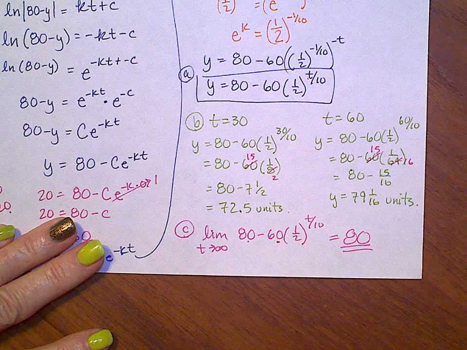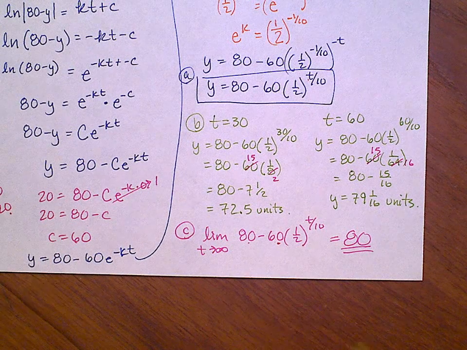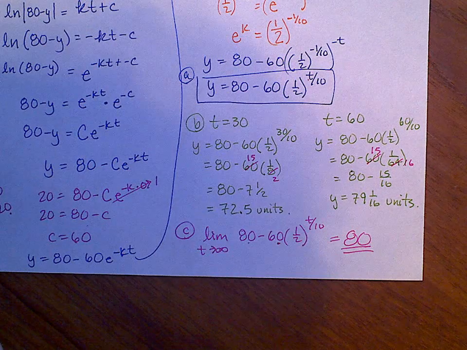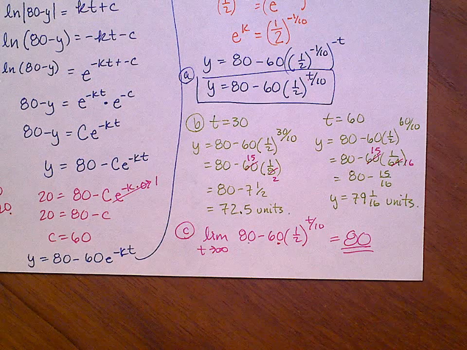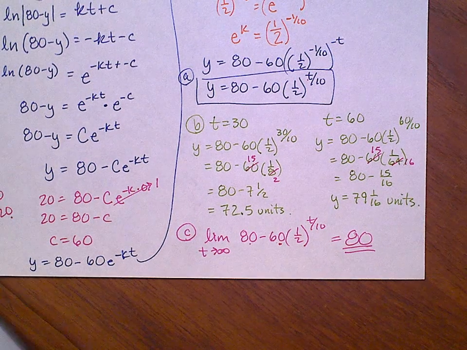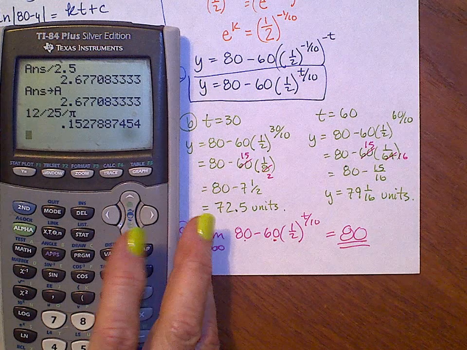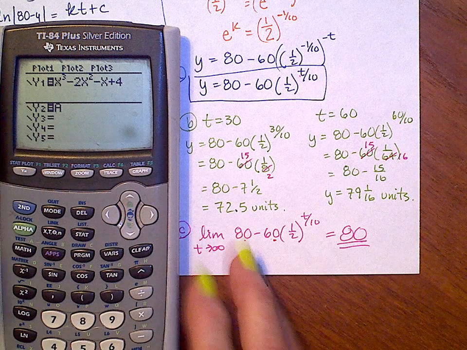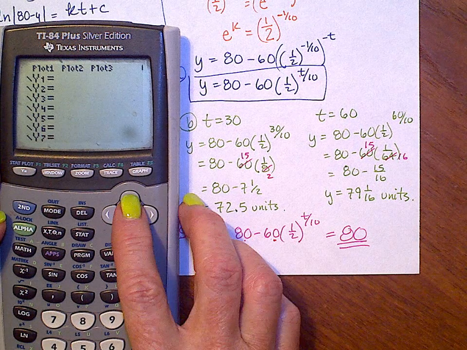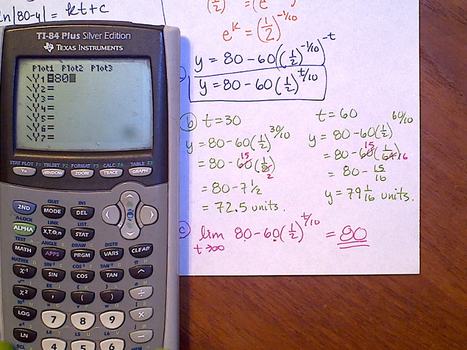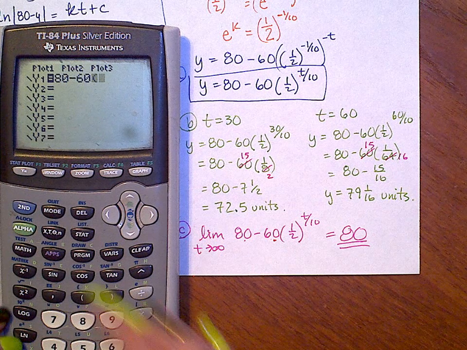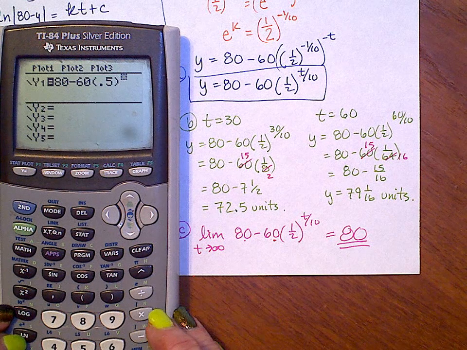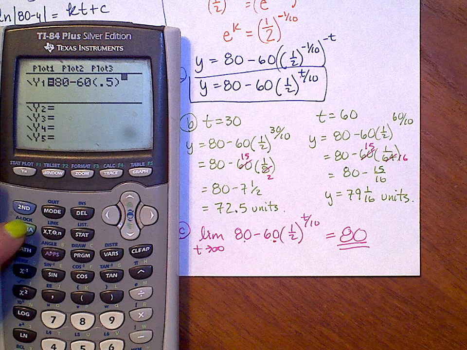Okay, now the last part here is to put this on your calculator. Oh no, I don't have a calculator with me. Oh yes, I do. Whew! All right, so let's put this mess into your calculator. And we're going to put in 80 minus 60 times a half to the t over 10, x divided by 10.